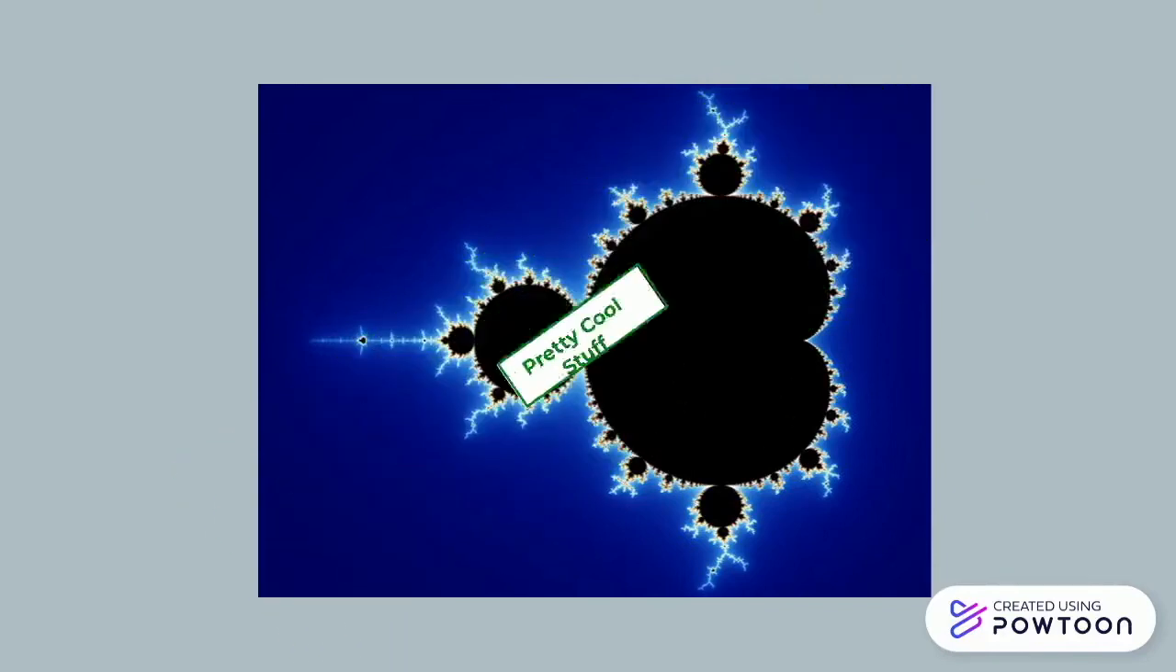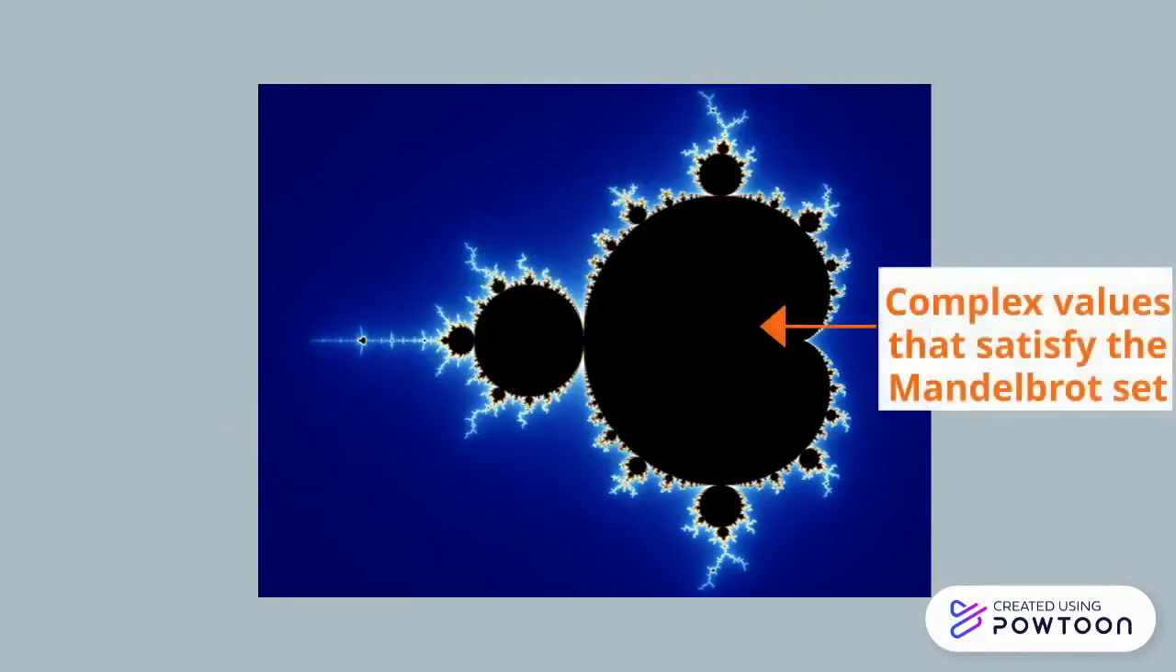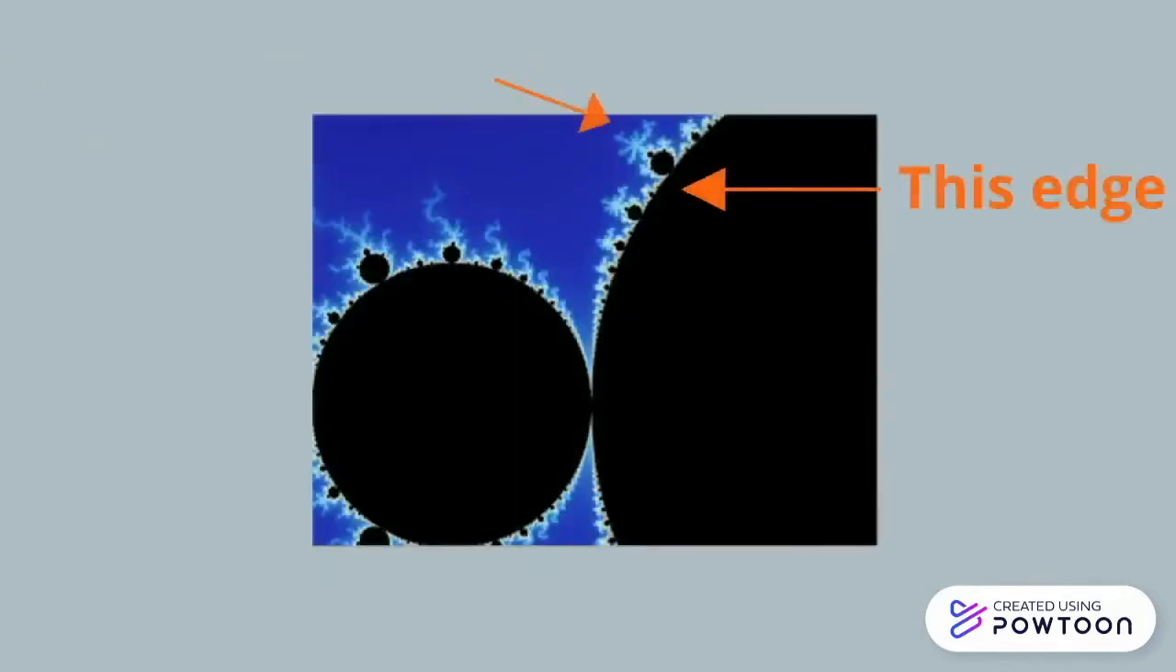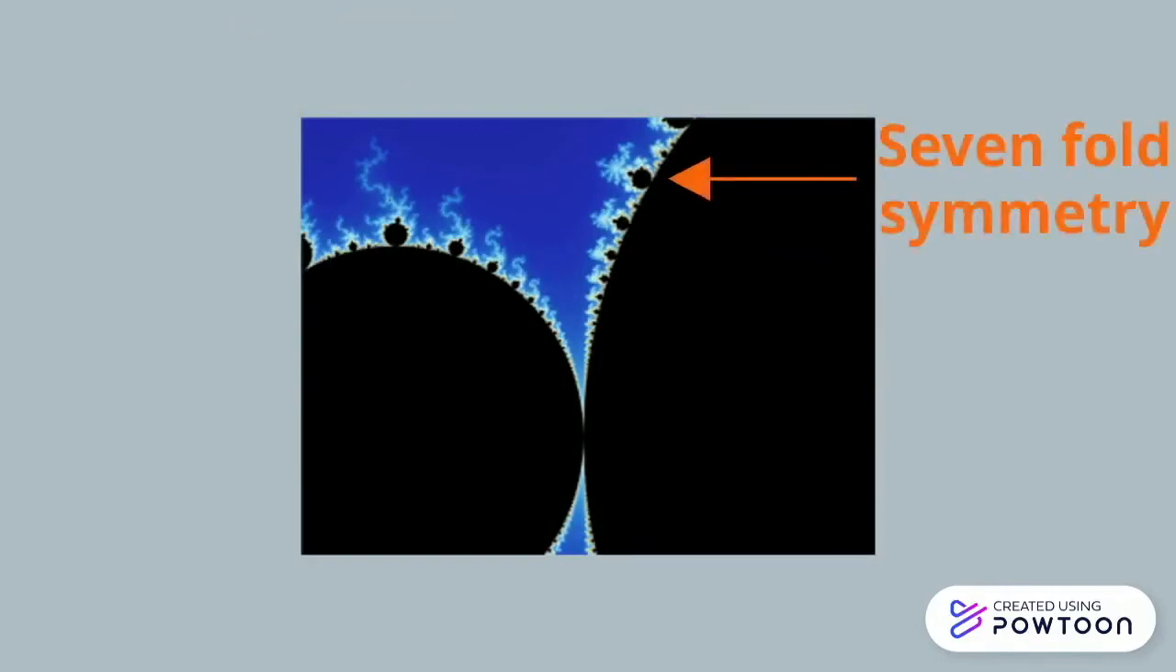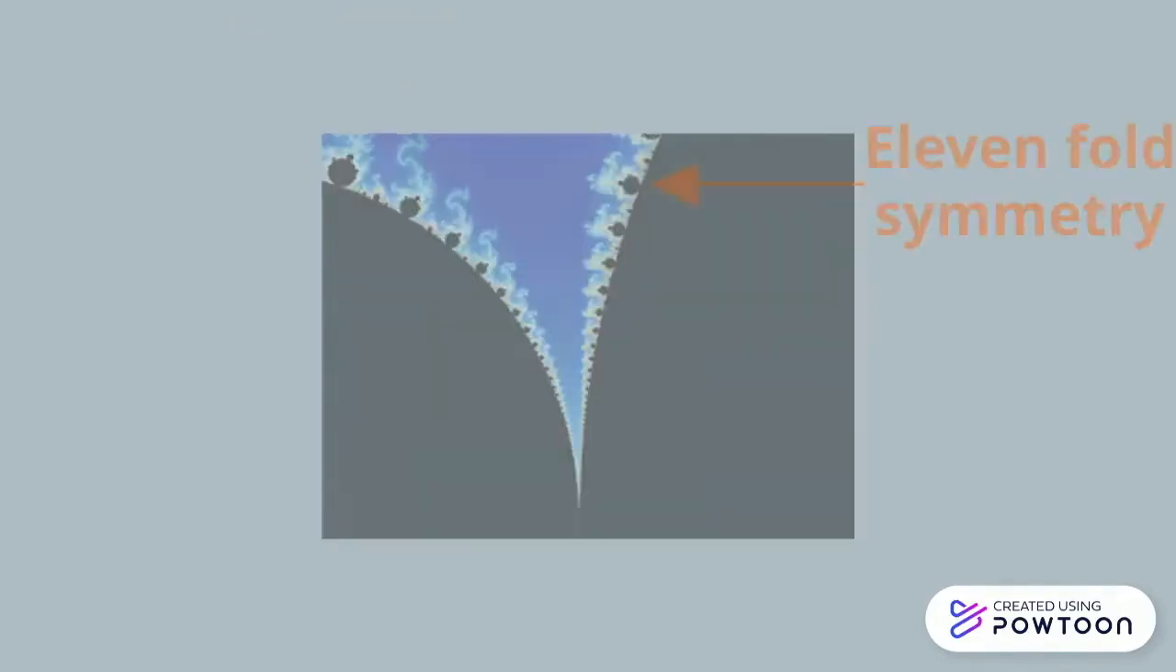So as we mentioned before, the black portions represent the complex values which satisfy the Mandelbrot set and perform a loop. If we zoom in to take a closer look, we can see that the edges of the Mandelbrot set are different. Looking at this edge, we see that 5-fold symmetry is produced, relating to 5 complex points which are a part of the Mandelbrot set. And as we move down the image, we can notice that next to it, there's a 7-fold symmetry, and then there's 9, and then 11.